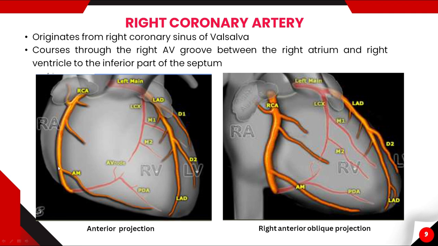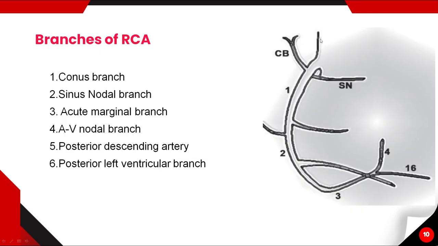Right coronary artery further traverses through the right atrioventricular groove and it reaches the base of the heart, and which ramifying into two large terminal branches. One is called as posterior descending artery, which further traverses in the posterior aspect in biventricular groove, and one more branch is posterolateral branch which supplies the inferior aspect of the heart. This is the right coronary artery and with its branches.